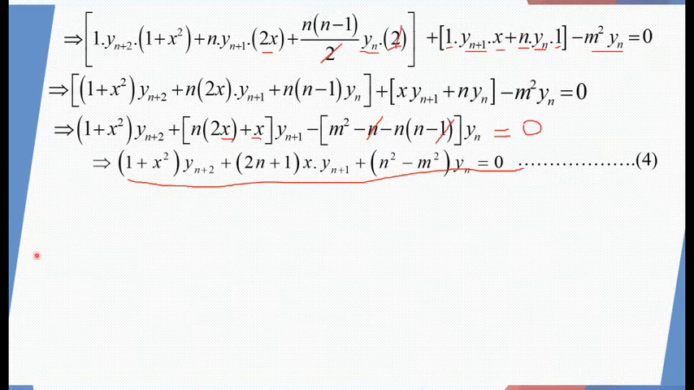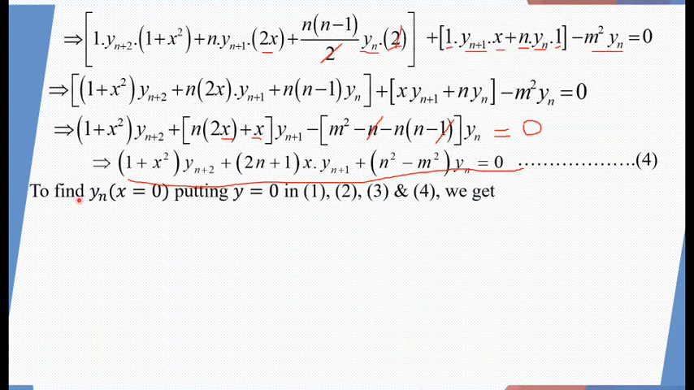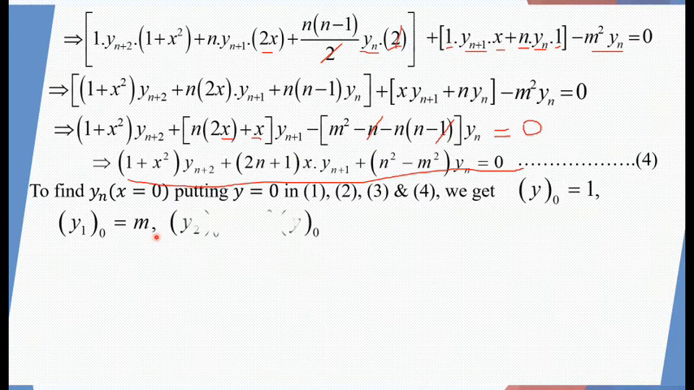Now we have to find yn(0). So to find yn at x equals to 0, we can put x equals to 0 in equations 1, 2, 3 and 4. When we put x equals to 0 in equation 1, then it will be 1. When we put it in equation number 2, then y1(0) is equal to m. When we put it in equation number 3, then y2(0) is equal to m square y(0), but the y(0) is 1. So y2(0) is equal to m square.